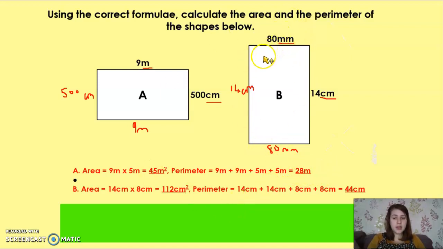Similarly, on shape B, I've changed them into centimeters so that I know 80 millimeters is 8 centimeters. So then I've got 8 times 14, which gives me 112 centimeters squared. So then I've got 14, add 14, add 8, which gives me 44 centimeters, okay? So that's just like we did on Monday, but thrown in a little bit of measurement conversion to keep you on your toes as well, and just to make sure that you're remembering that. So well done if you got those right.